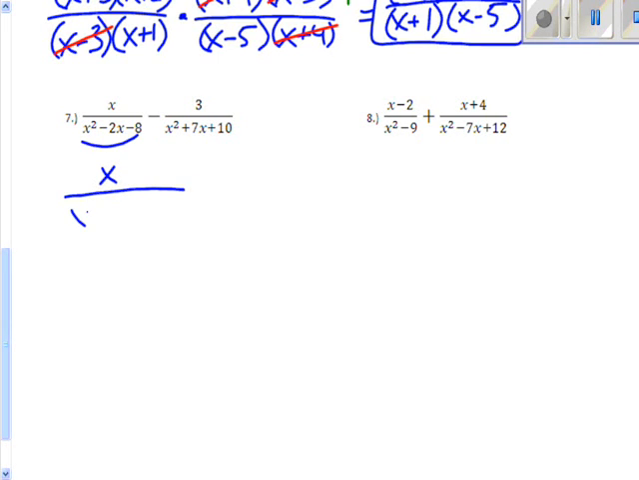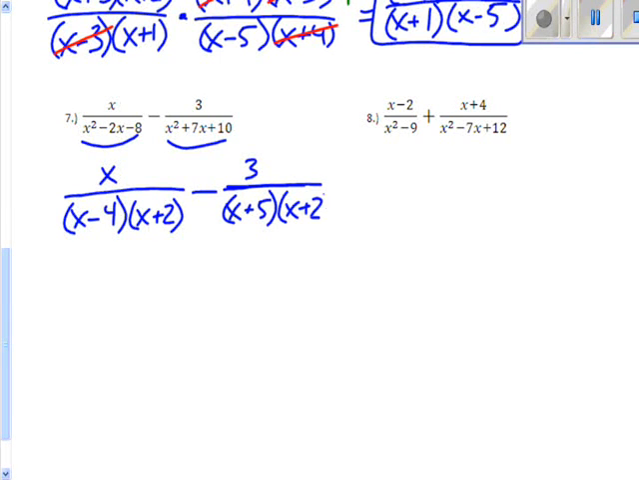So I build my bridge. That's going to be an x minus 4 times an x plus 2. Minus. Over here, this is going to be a 3 over. Again, I'm going to build the bridge and factor. That's going to be an x plus 5 and an x plus 2. And see, now I can see the factors. I can see they already have an x plus 2 in common, but they need to have all the same factors.